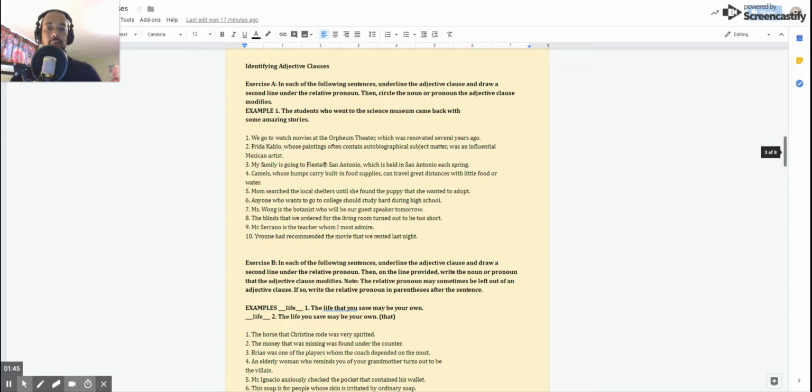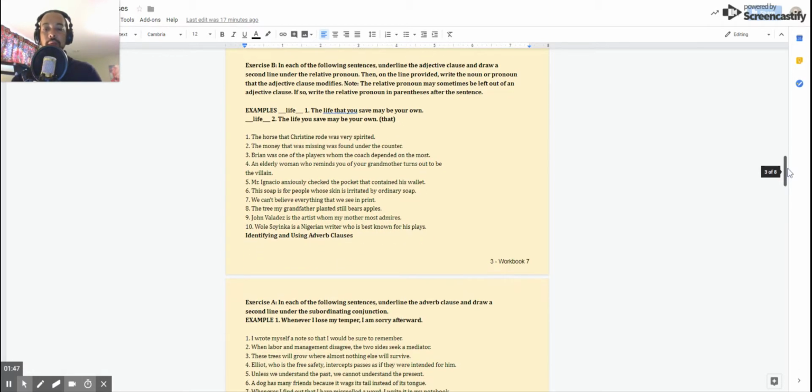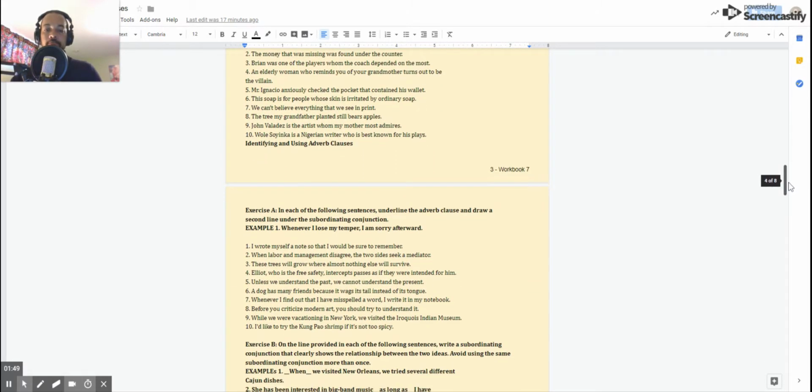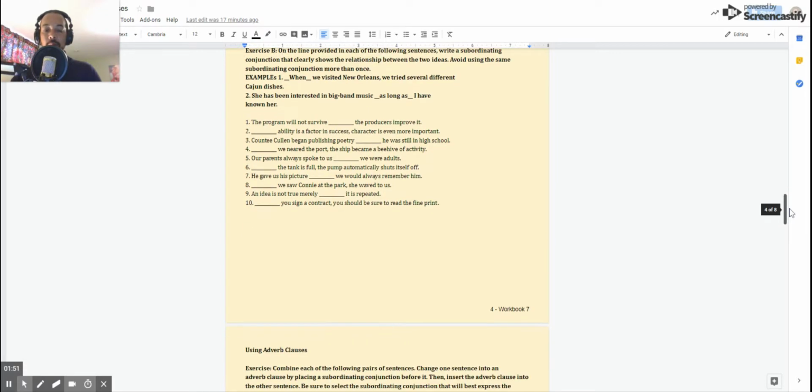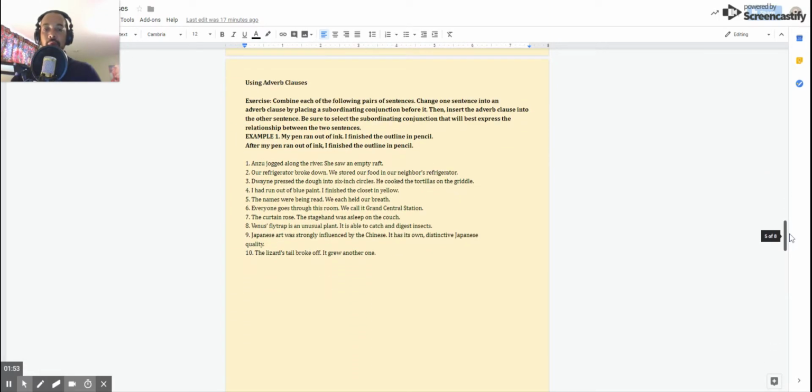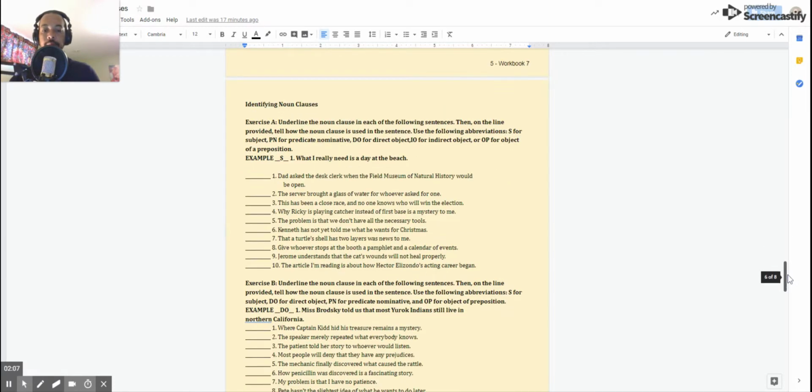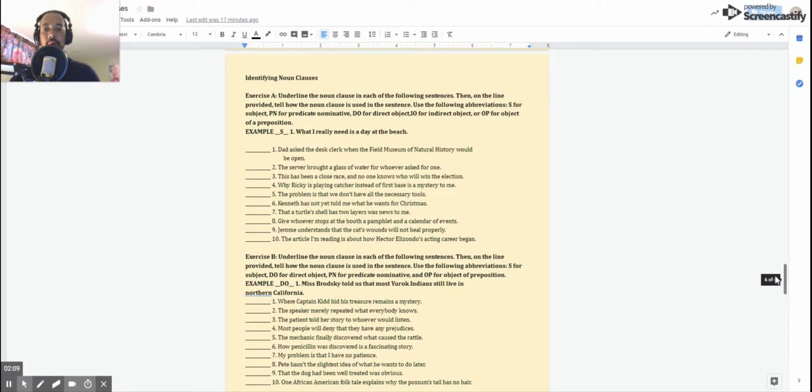So we start with adjective clauses, and there's an A and B section here. And then we move into, on page 5, we move into adverb clauses. Same type of thing where we are identifying where the clause is, and we recognize that they are being used as adverbs. Again, they are all correctly written, so we know we're not dealing with any editing types of things with this worksheet. And then we move on to noun clauses.